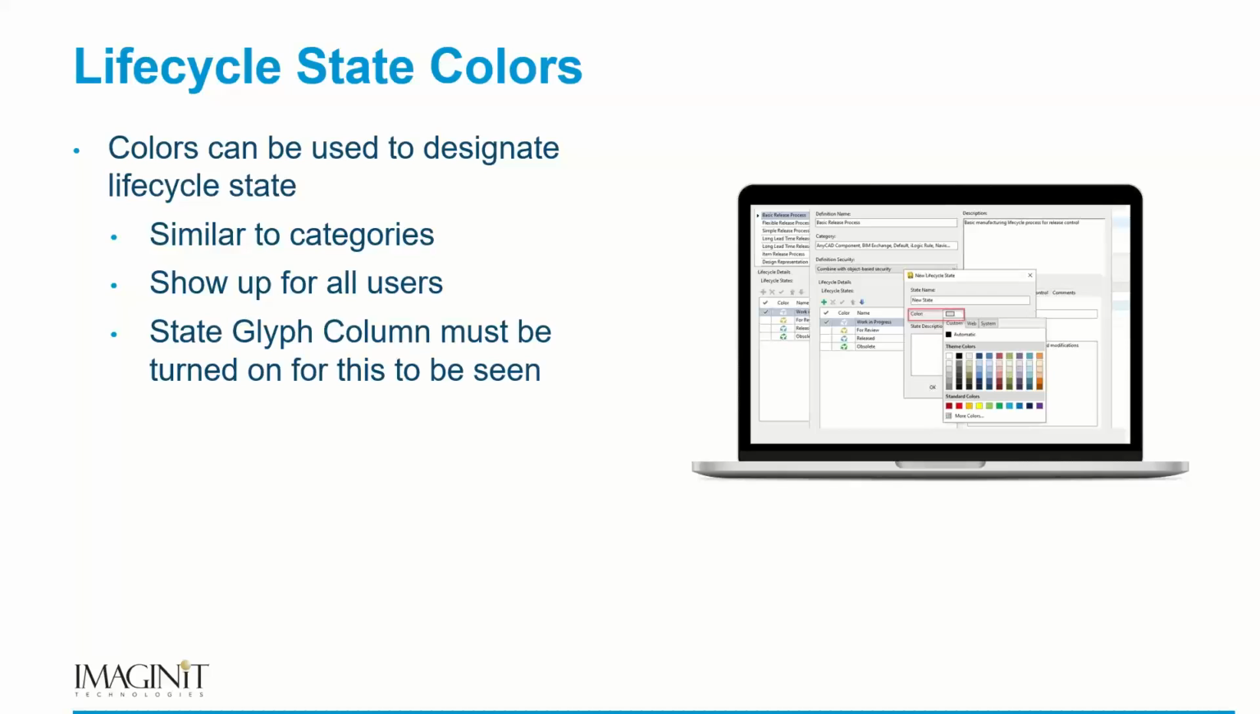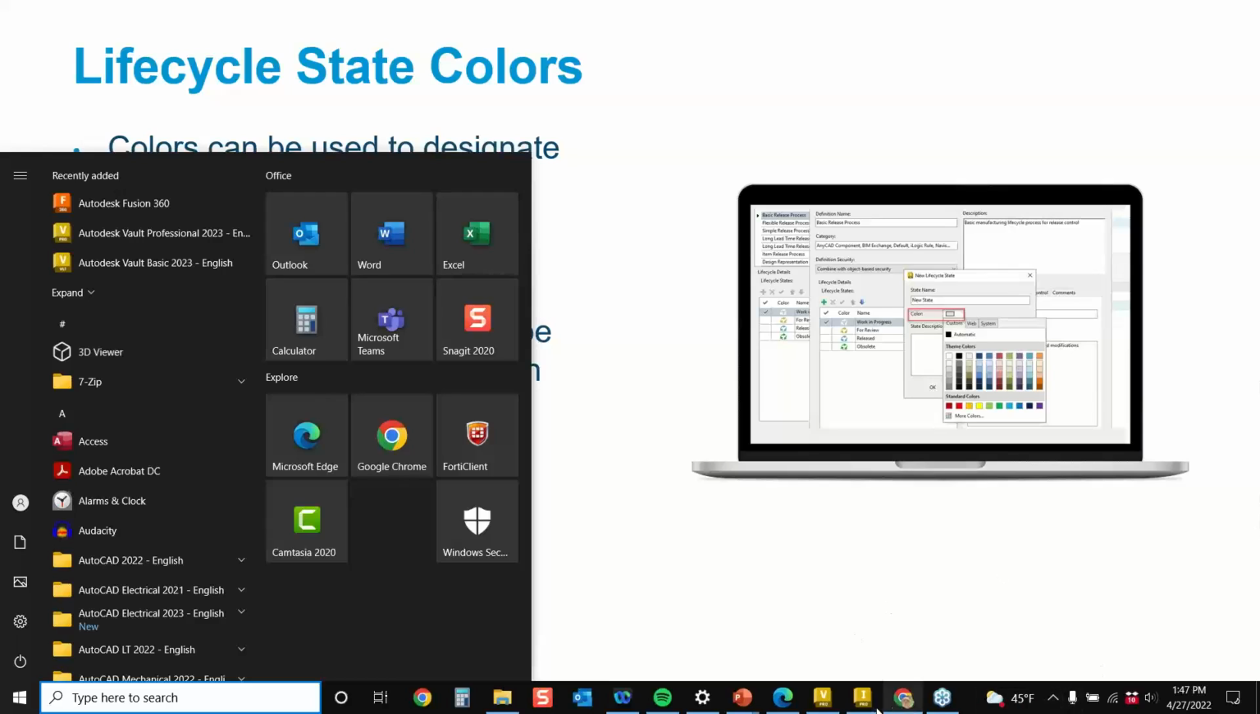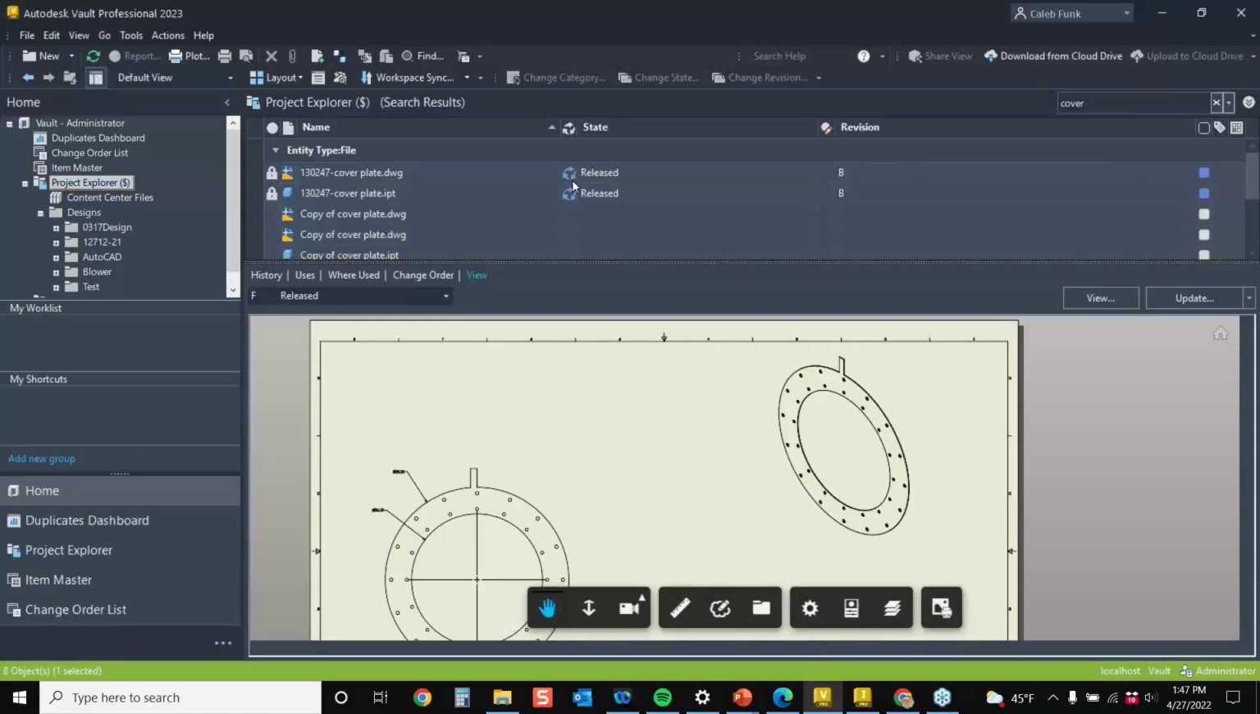And you do have to have the glyph column, the state glyph column, turned on for this to be seen. So let me show you. I actually had it in my Vault here just a second ago. You might not have noticed, you might have, right there. This is what it's talking about.